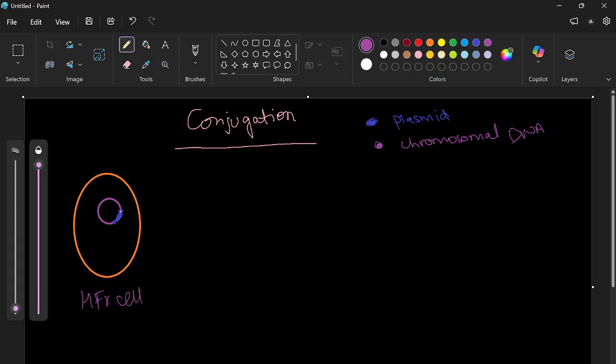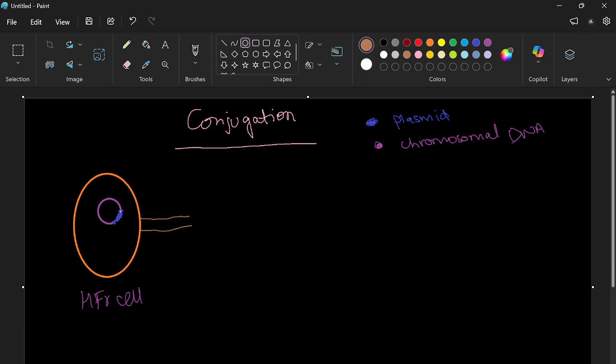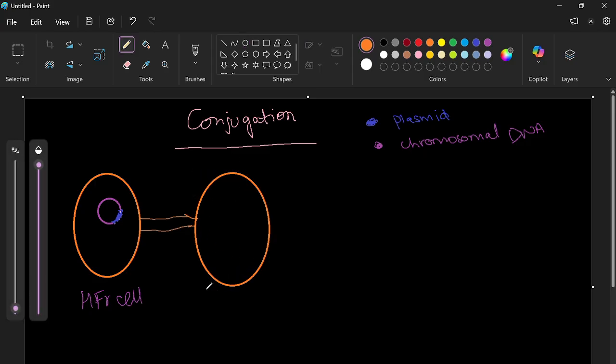Now we're going to be discussing the conjugation process, which will be occurring between an HFR cell and an F minus cell, not an F plus cell, an F minus cell. So this is the HFR cell, and this is another bacterial cell. Now what will happen? This is the sex pilus.